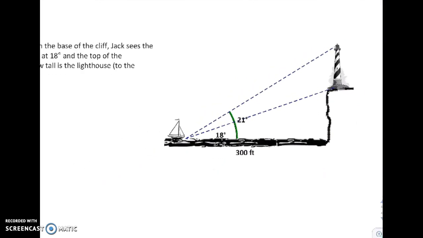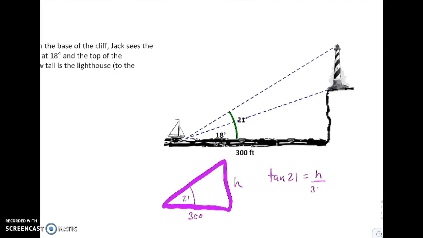So the first triangle, I'm going to redraw the big one, and it has a giant angle of 21. We're looking for the height, and the bottom is 300. That's opposite and adjacent, so it's tangent of 21 equals the height over 300.